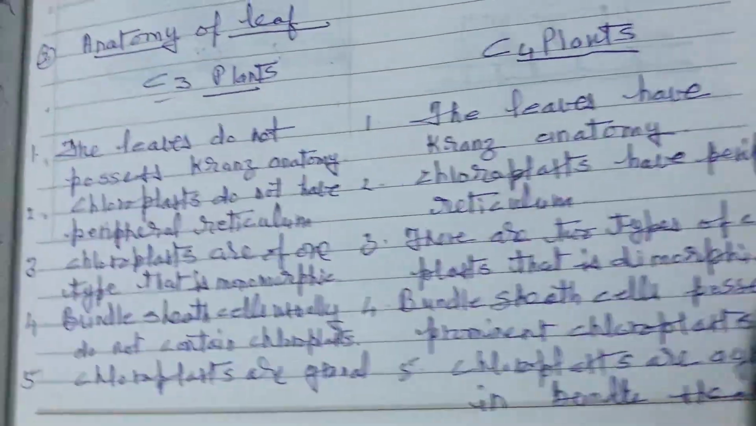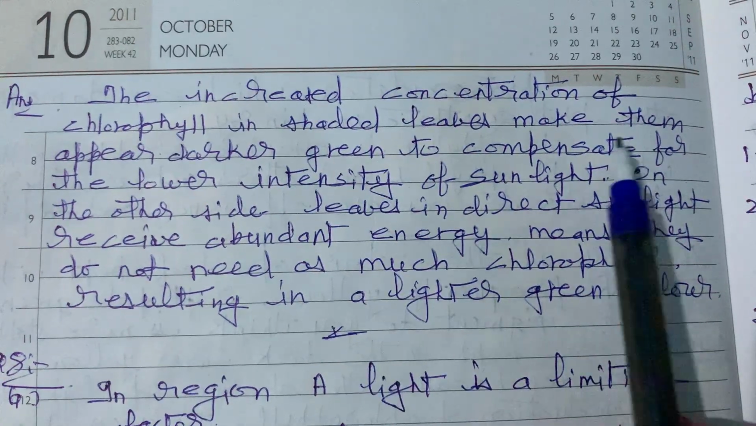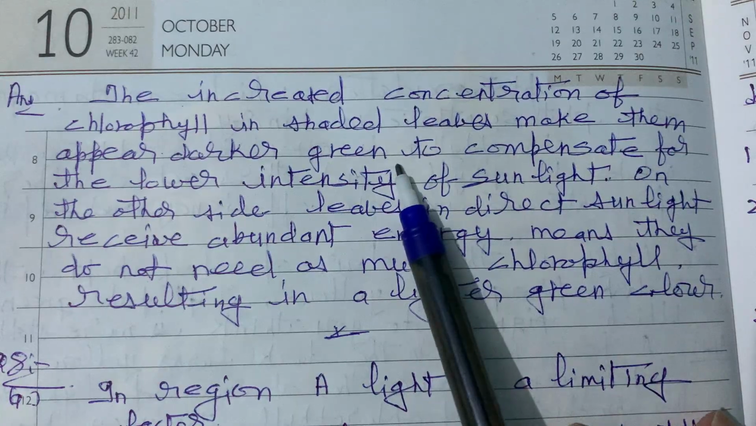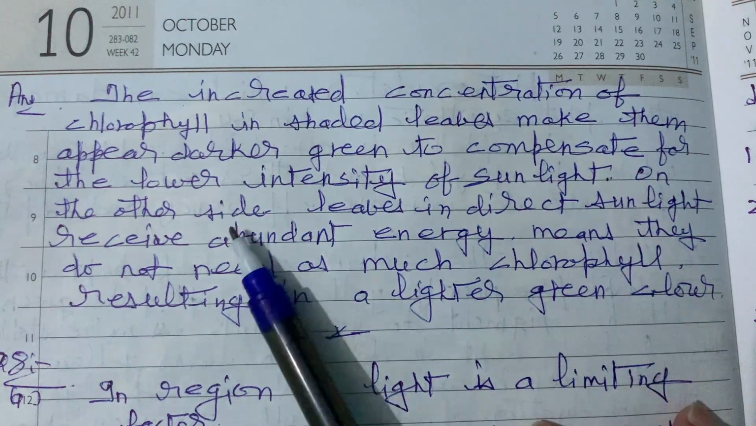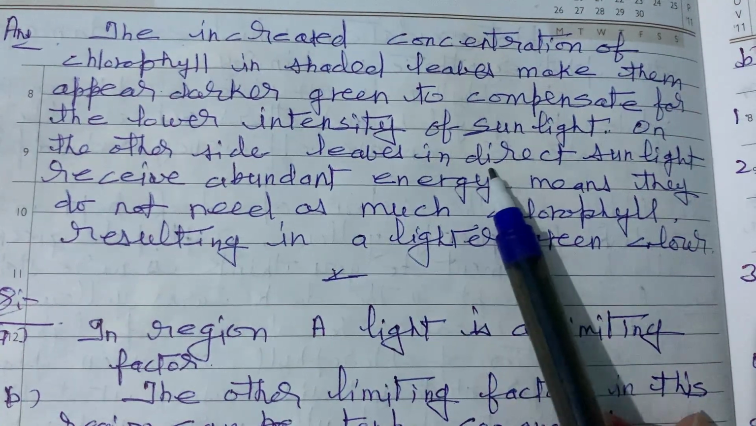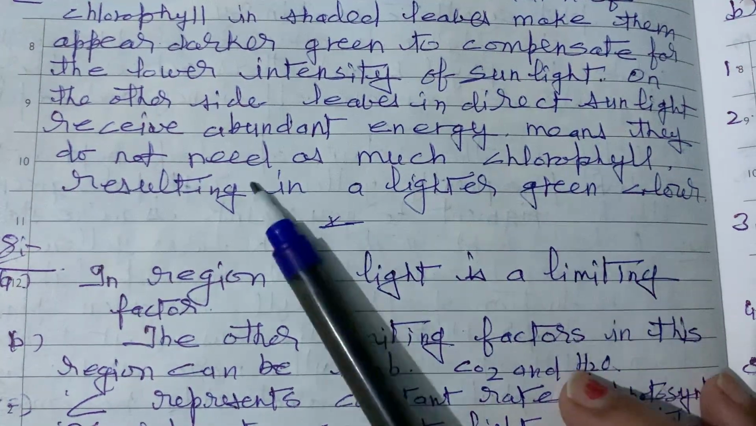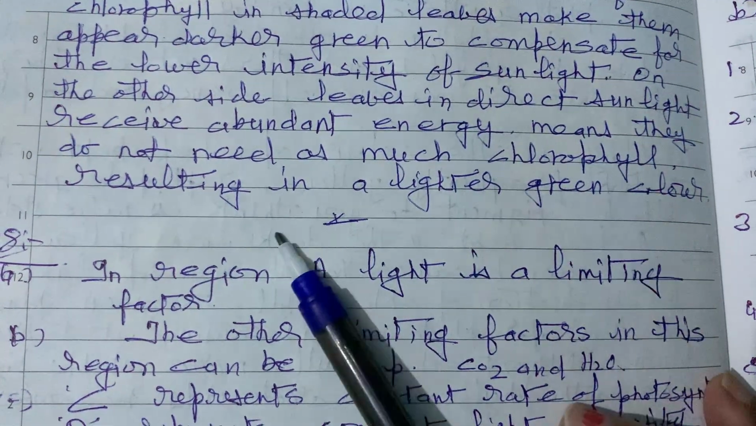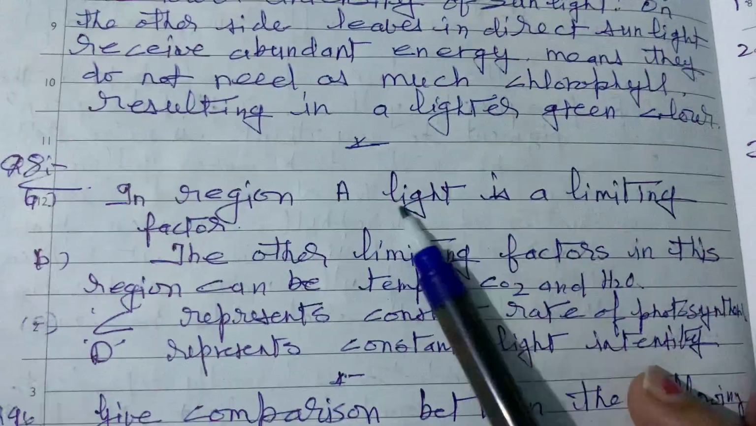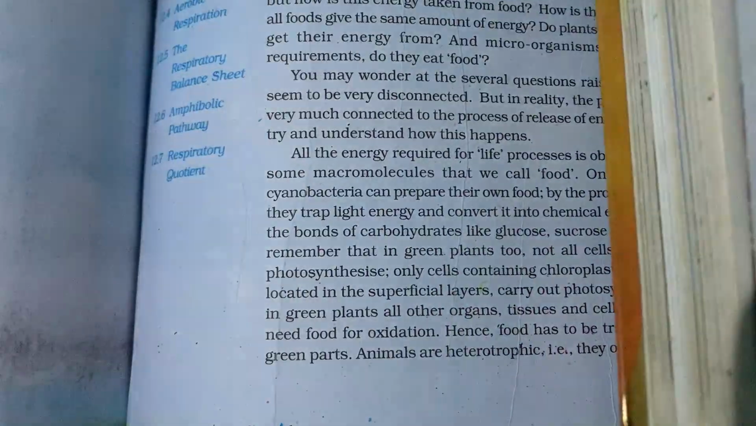Why? मतलब ठंड में जो छाया में है पेड़, उसके लीव्स ज्यादा डार्क क्यों होती है? See, the increased concentration of chlorophyll in shaded leaves makes them appear darker green to compensate for the lower intensity of sunlight. On the other side, leaves in direct sunlight receive abundant energy, so they do not need as much chlorophyll, resulting in the lighter green color. I hope it's clear.